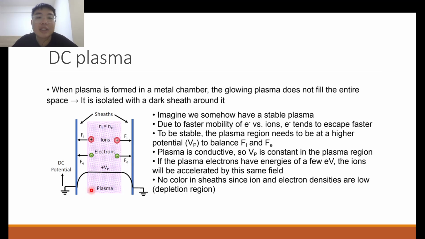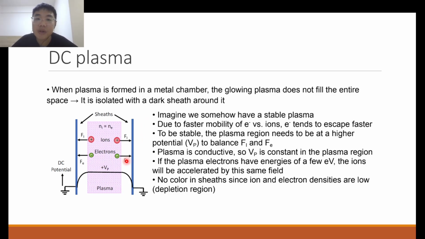Actually, it's very simple. This is because both ions and electrons will basically be accelerated towards the electrodes, and this creates an ion current and an electron current that flows to the electrodes. However, as previously mentioned, the electrons are very much smaller in mass, and so that's why the electron current will tend to be much higher than the ion current initially.